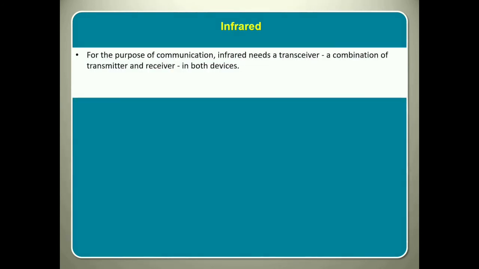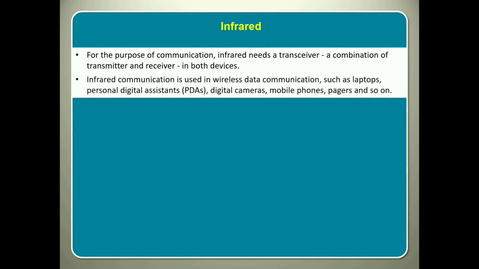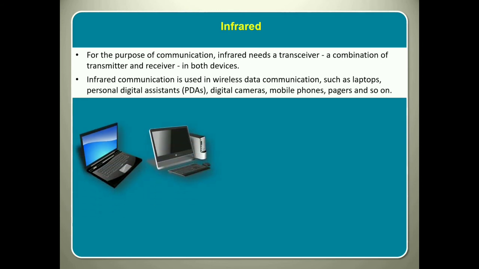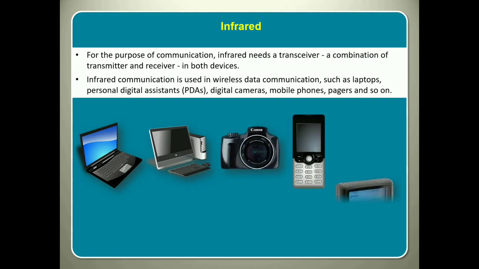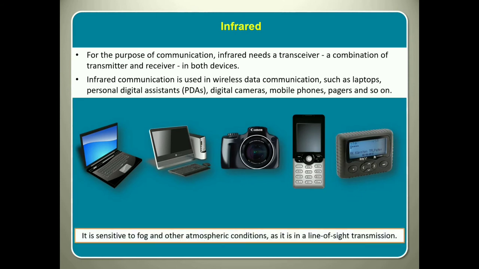For the purpose of communication, infrared needs a transceiver, a combination of transmitter and receiver in both devices. Infrared communication is used in wireless data communication such as laptops, personal digital assistants or PDAs, digital cameras, mobile phones, pagers, and so on. It is sensitive to fog and other atmospheric conditions, as it is a line of light transmission.